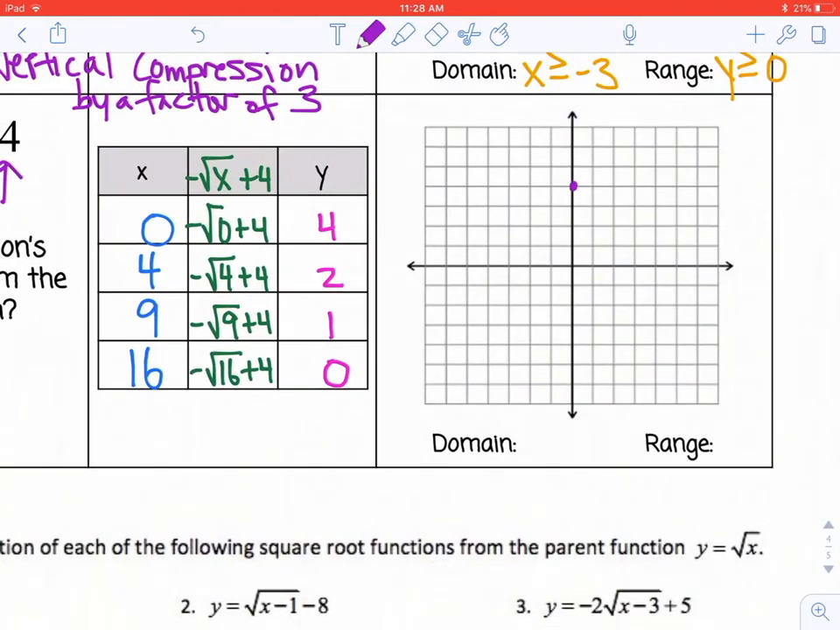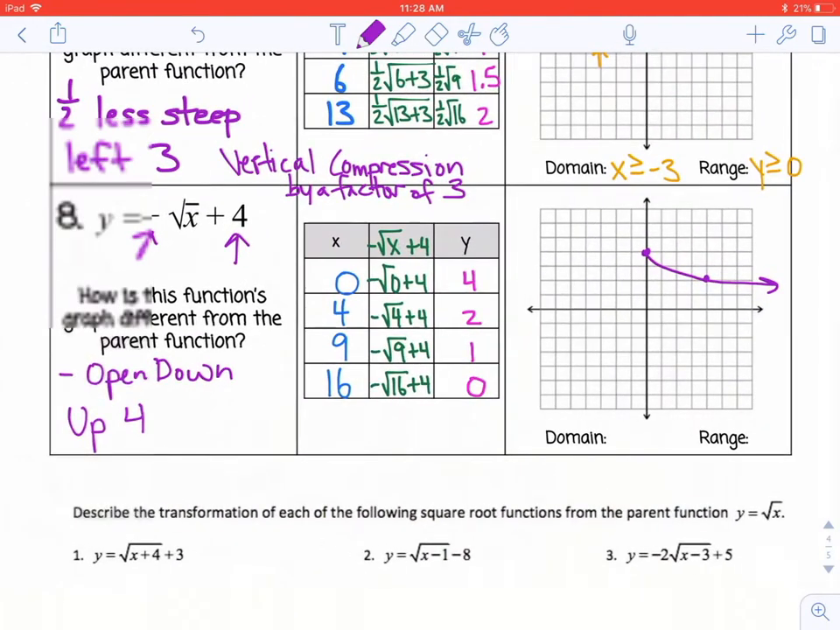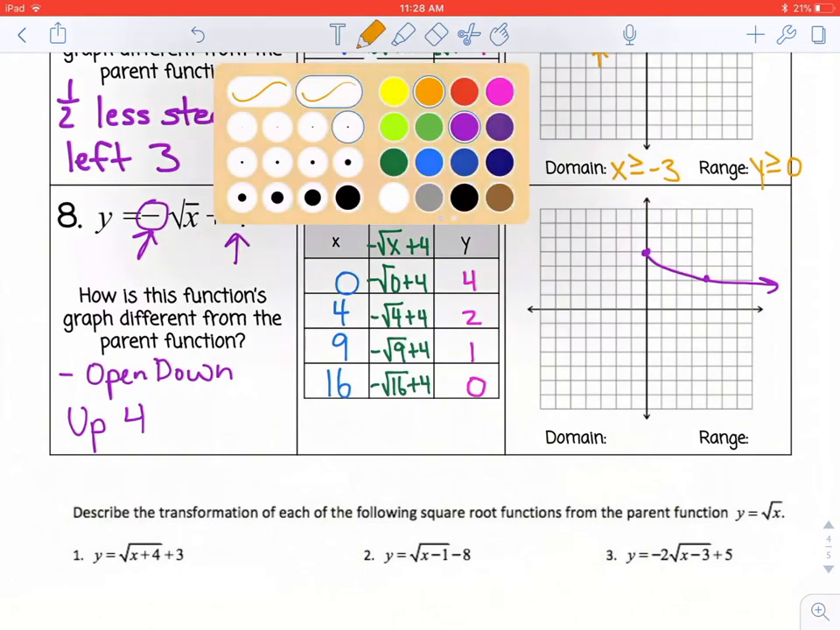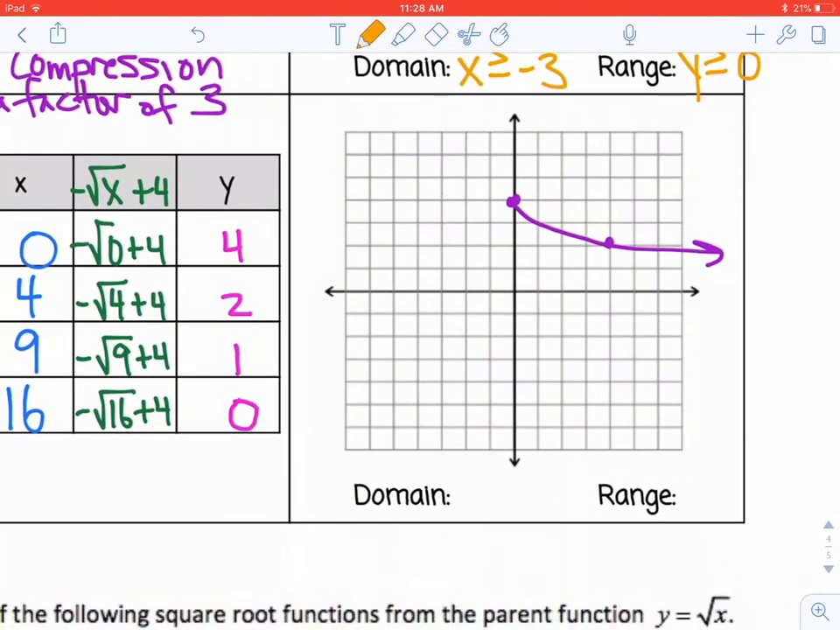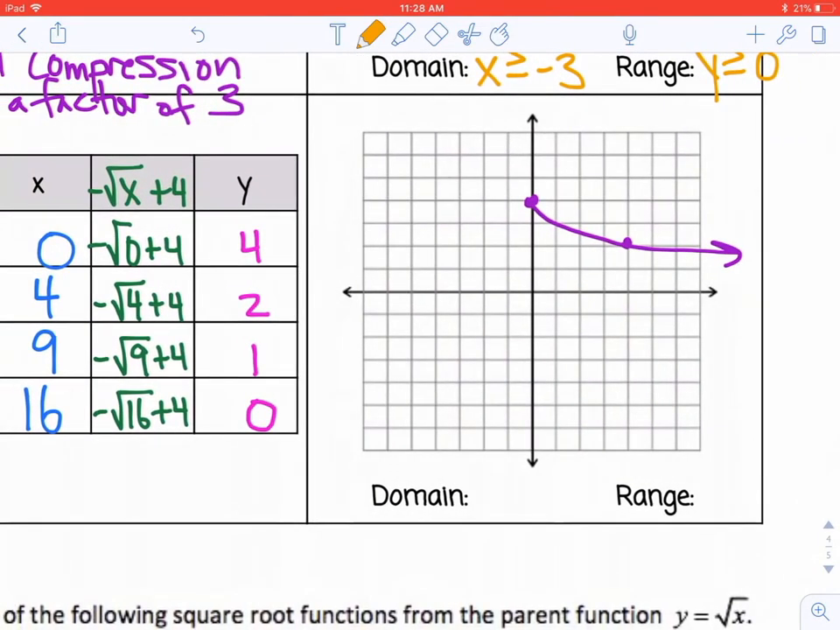We have 4, 2. The rest don't really fit on our graph very well, but we have enough with those two points to have a decent sketch. So remember our graph opened down. We knew because it had the negative in the front, and this graph shifted up 4 units. So that looks like the right graph. And then we just need to determine domain and range, and we'll be finished with our last example.